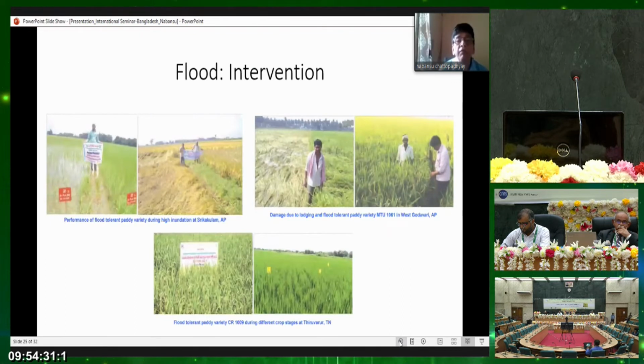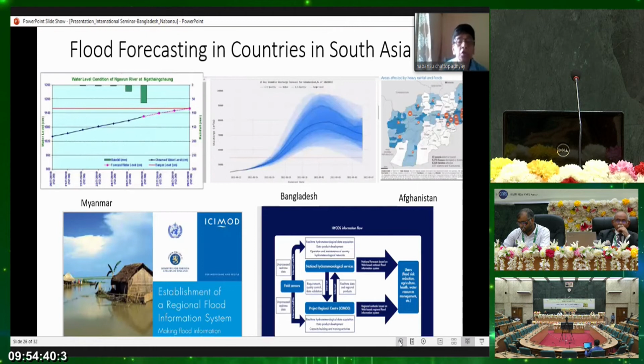Now, these are some of the flood interventions in South Asia. A number of varieties have been developed which can withstand floods. Also, different South Asian countries have developed flood forecasting systems. Even the EC model is available in South Asia. Bangladesh has done a wonderful job. In India also, the QPF method is being used. So maybe in the near future, all the countries will have a very sound flood forecasting system in South Asia.